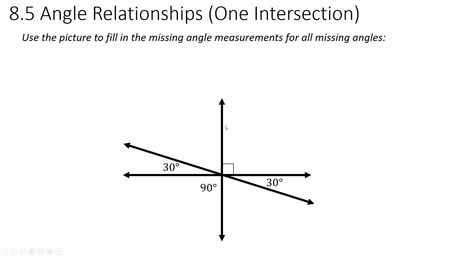Now we have this missing angle here. If this angle here is 90, that means these two will add up to 90 because they're complementary. So 30 plus something is 90, it's going to be 60. And then if these two angles are vertical, same. We're going to move on.